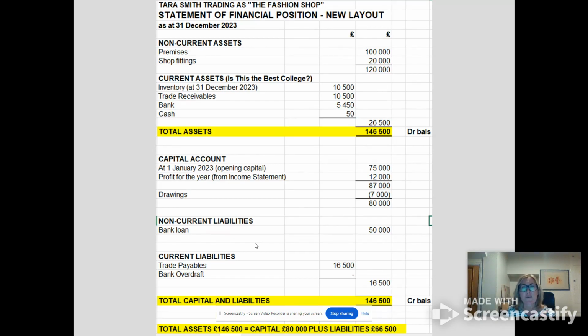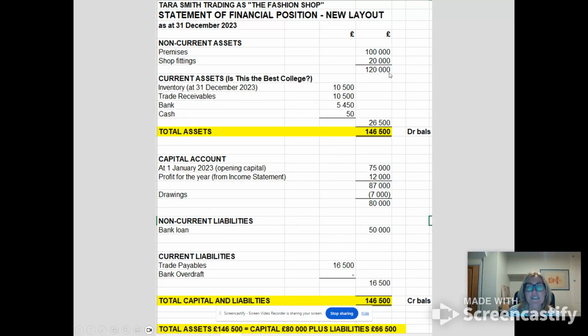So this is what a statement of financial position looks like under the new layout. We list the non-current assets at the top. It's a two-column approach generally when we haven't got depreciation to worry about. Then we add in the current assets, and a way to help you remember the order of those is this: is this the best college? A little bit later on we'll be adding in prepayments, so we can say is this possibly the best college? So we just put the values in there so we can see Tara's non-current assets at the top there, 120,000.